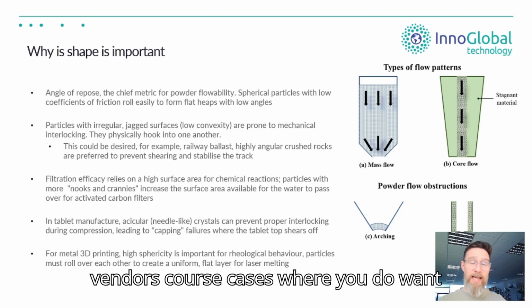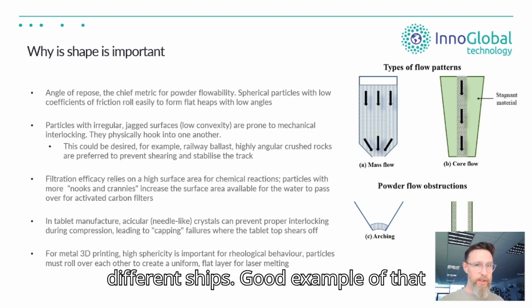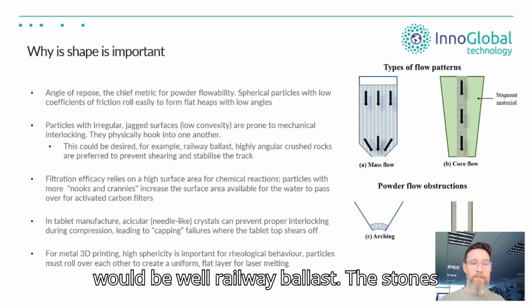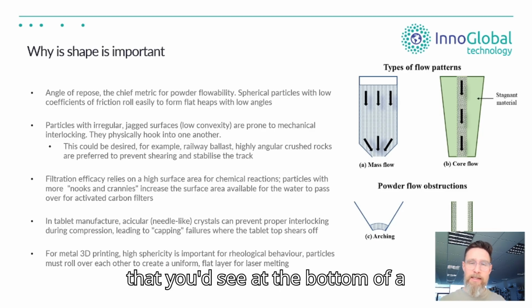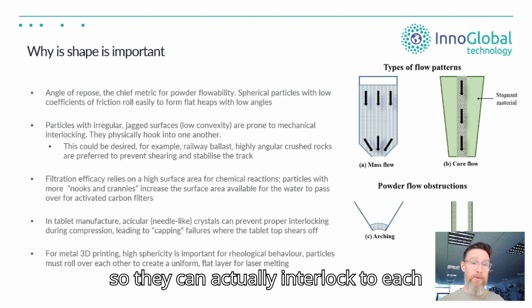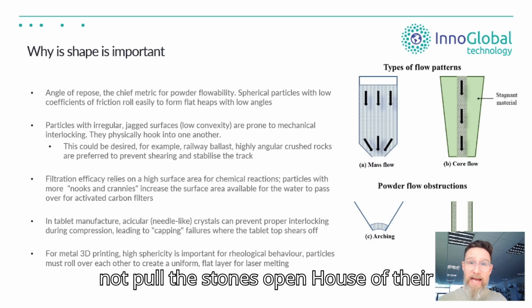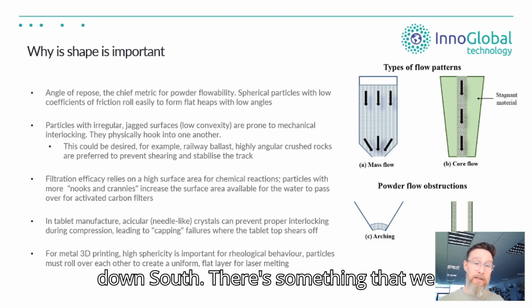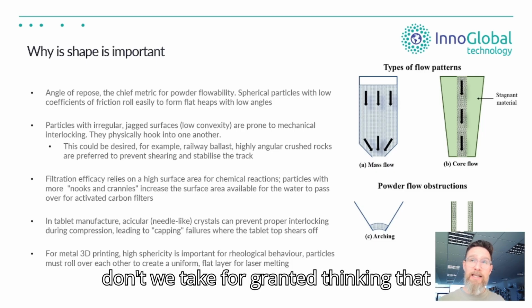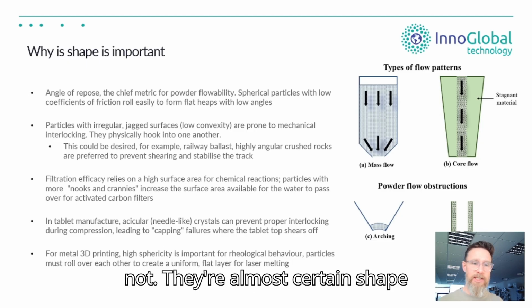But then there are, of course, cases where you do want irregular shaped particles or particles of different shapes. A good example of that would be railway ballast, the stones that you'd see at the bottom of a railway line. They're of a certain shape so they can actually interlock with each other mechanically. That's so that a train driving over them at speed will not pull the stones up and out of their bed that's holding the railway tracks down. So it's something we take for granted, thinking that those stones are just random. They're not. They're of a certain shape profile that's been chosen for that job.